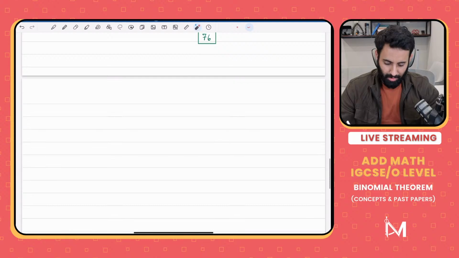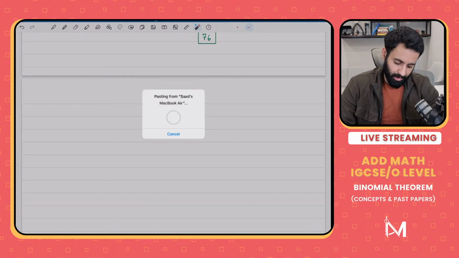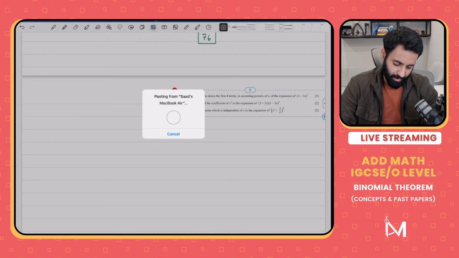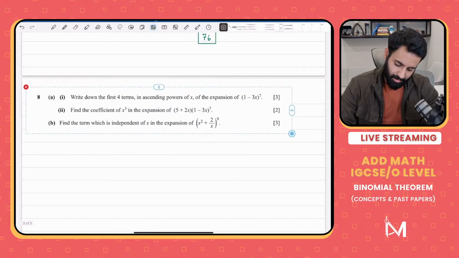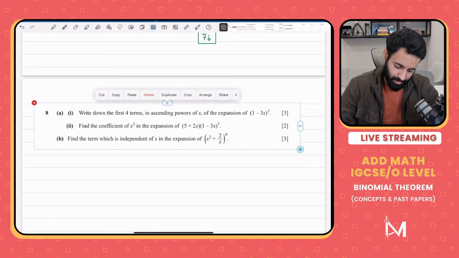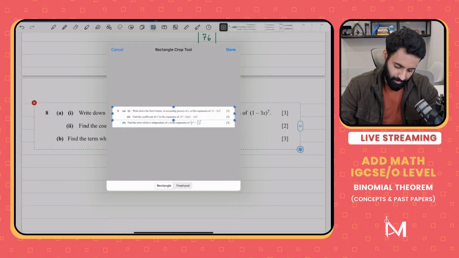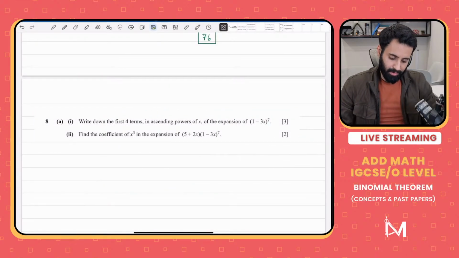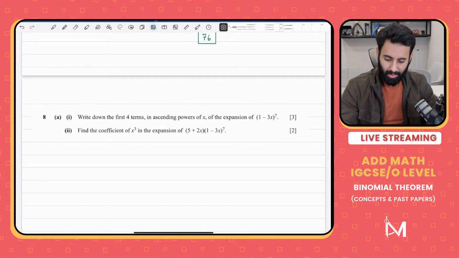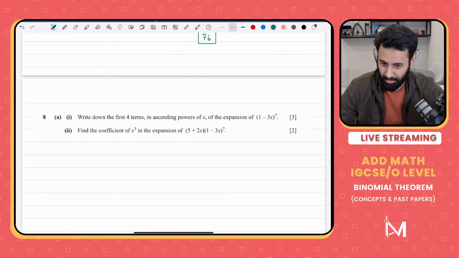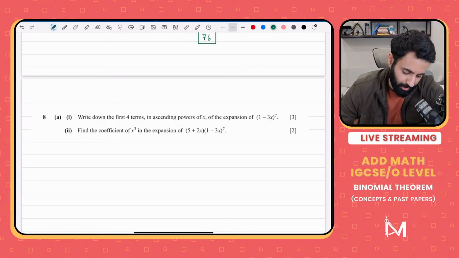Okay, let's do another example. So here we have another past paper question, and I'm only going to solve the first two parts. इस part को हम बाद में देखेंगे, अभी थोड़ी देर में. Write down the first 4 terms in ascending powers of x in the expansion of 1 minus 3x, the whole thing power 7. Yes, this is a small topic. We'll be able to cover it, inshallah, today only.